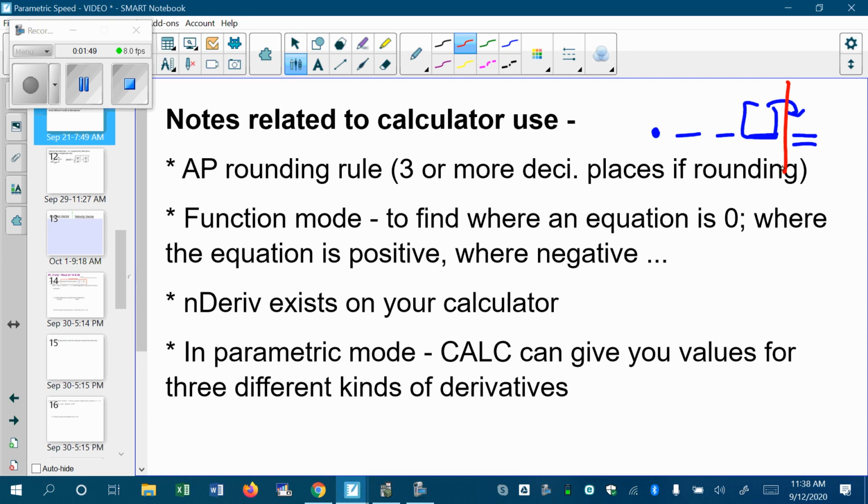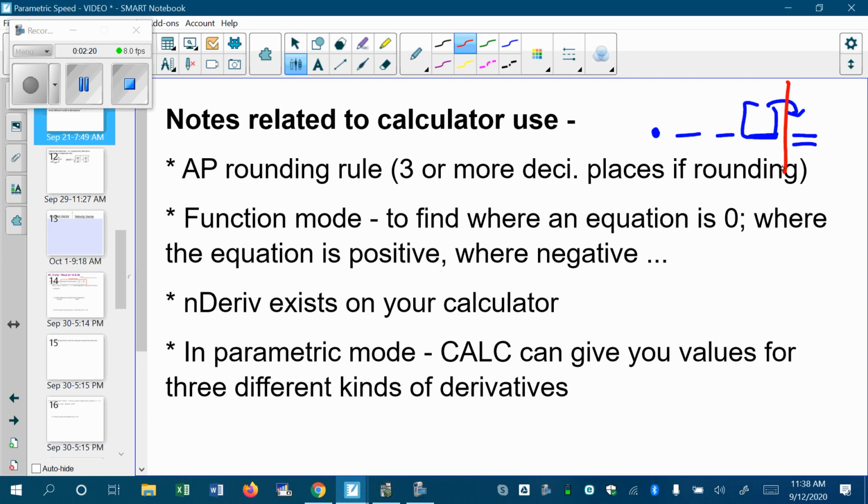The second point up here is to remind you, and this is something that I commented on in the previous video that I recorded, that just because you're doing a parametric type question, something in the parametric context, doesn't mean your calculator has to be in parametric mode. You might be in function mode. So function mode is used to find where an equation is 0, where an equation is greater than 0, where an equation is less than 0. So function mode is definitely something that can be utilized regardless of what context the problem comes from.